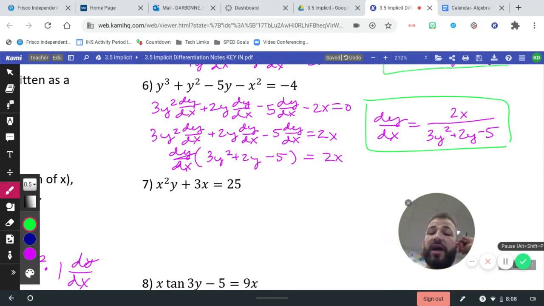All right, so this is what you should have gotten. Hopefully pretty similar to number 5. Deriving all the y terms, we get dy/dx. The one x term, we just get the dx/dx, which is just 1. Constant goes to 0. Move 2x over. Factor dy/dx out of everything. Divide over what's left. All right, let's look at 7.